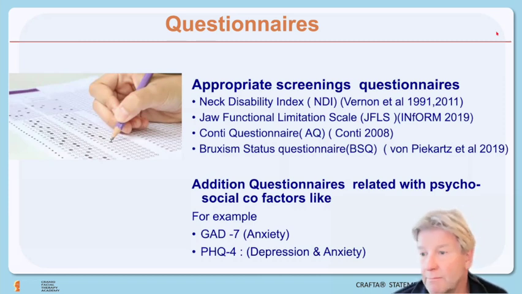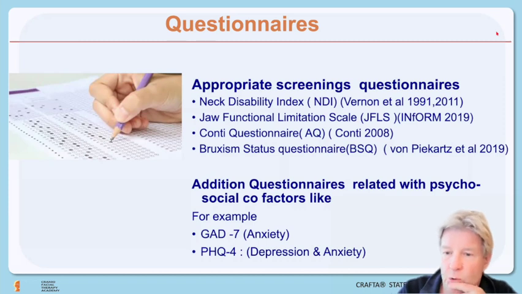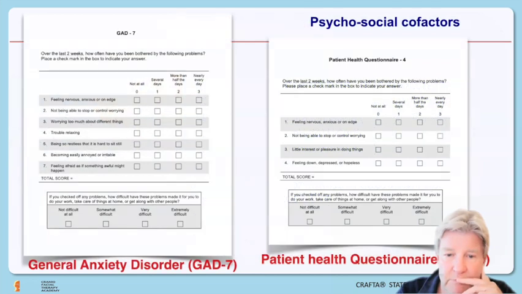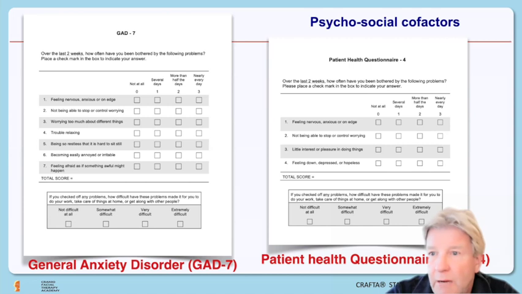Then some psychosocial cofactors, like the GAD, the generalized anxiety disorder questionnaire, with 7 questions you can ask, and the PHQ, the patient health questionnaire, which analyzes depression and anxiety. Here you see an overview, and you can download these questions. Very simple questions, but also robust, because they are also assessed on validity.